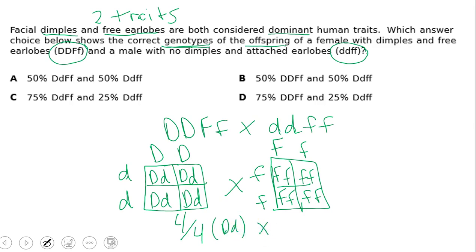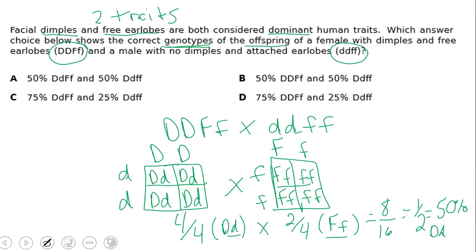So we're going to come over here and multiply by, let's see, we have 2 out of 4 that are big F, little f, right? So if we multiply these two together, that equals 8 out of 16, which is the same thing as 1/2, which is also the same thing as 50%. And we kept track here, so that's 50% big D, little d, big F, little f, if we're combining those two. So this is one of our genotypes.